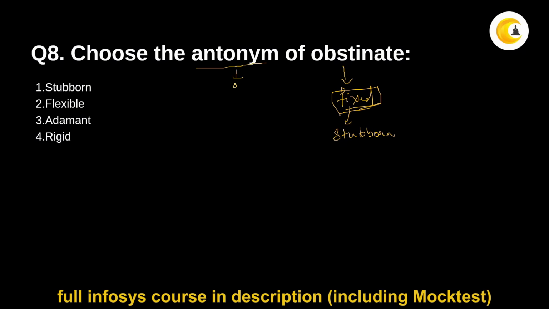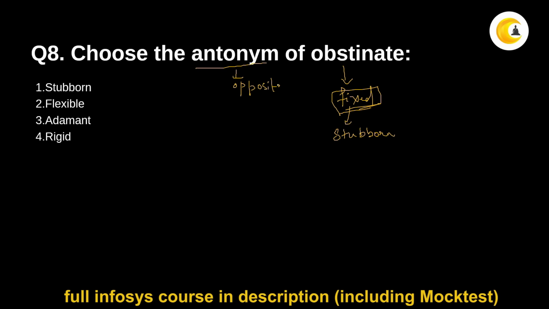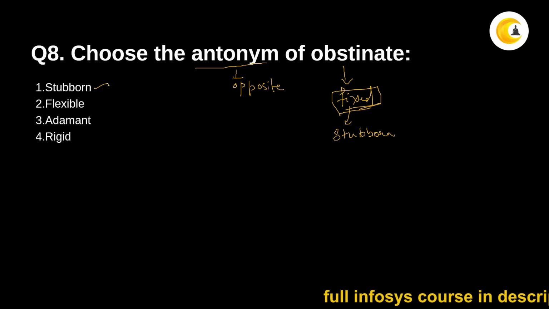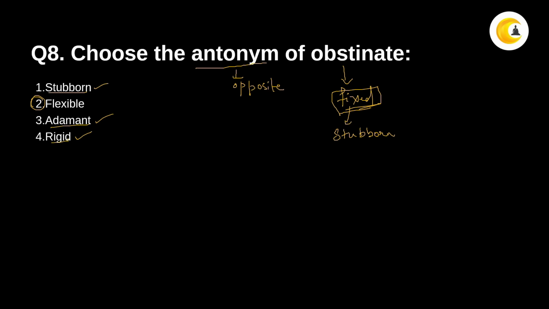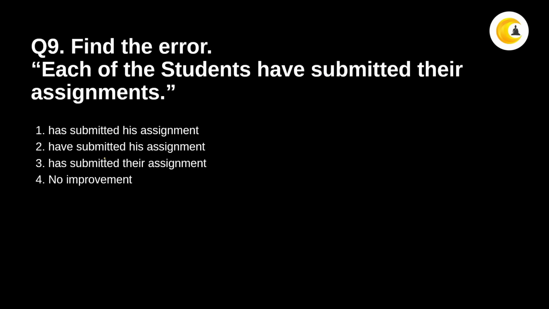So antonyms basically means opposites. So obstinate is a synonym of adamant, stubborn, and rigid because these three mean the same. And you could have probably figured it out from the options because stubborn, adamant, and rigid, they all mean almost the same thing, that it's very hard to change, hard to mold in a different way, right? So your correct answer is flexible. That is the antonym. It's asking for you to choose the opposite. So your answer is option number 2. So there you go.